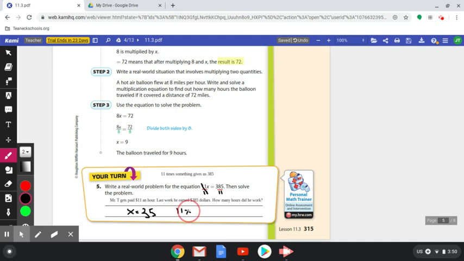And we could always test this. 11 times 35. Try it. 11 times 35. And you will get 385. Whoa. This is not easy writing on here. 385.